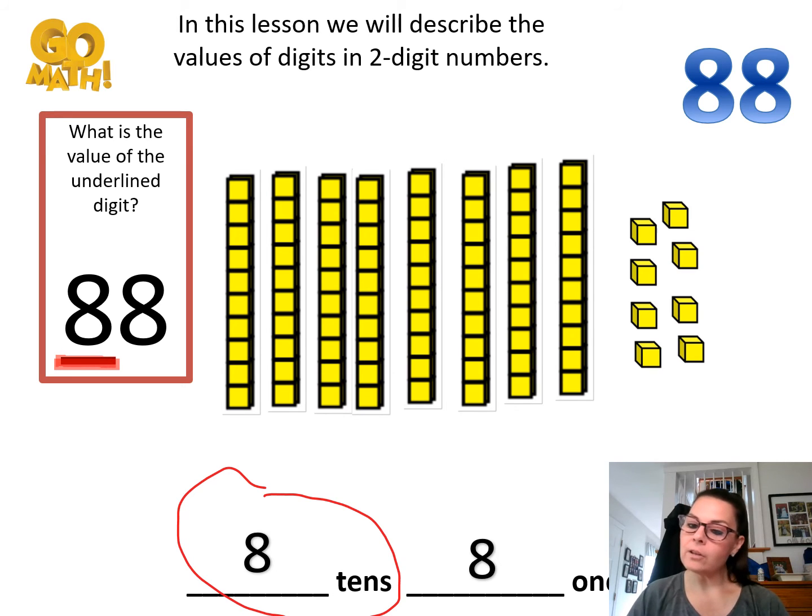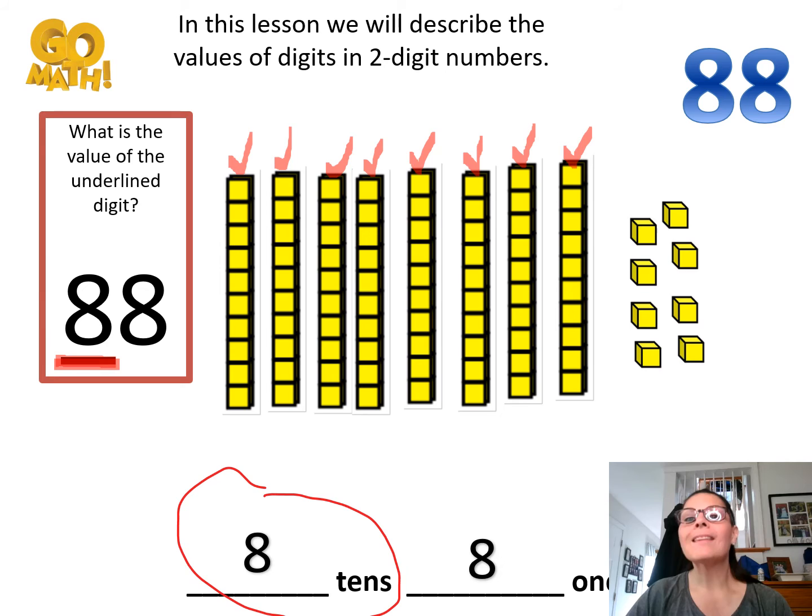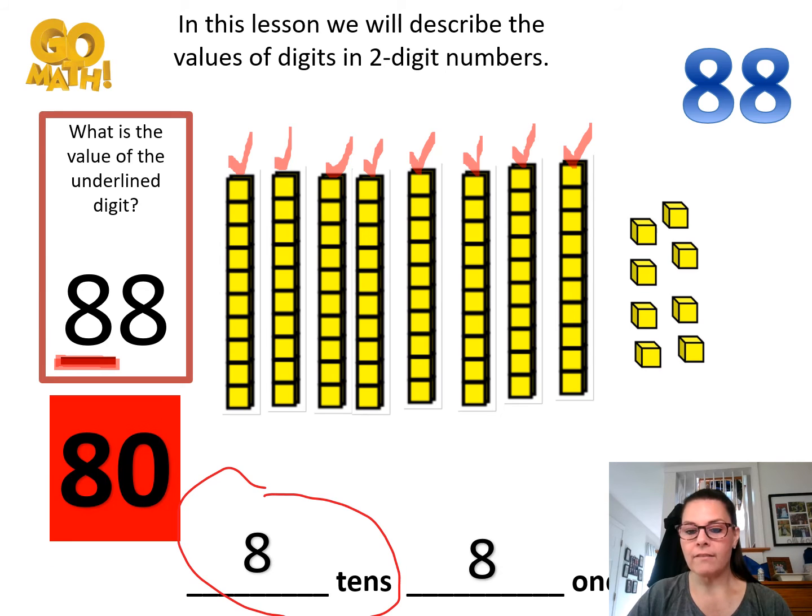What is the value of 8 10s? Let's count. 10, 20, 30, 40, 50, 60, 70, 80. That's right. The value of 8 tens is 80. Good job, boys and girls. I think we have one more.